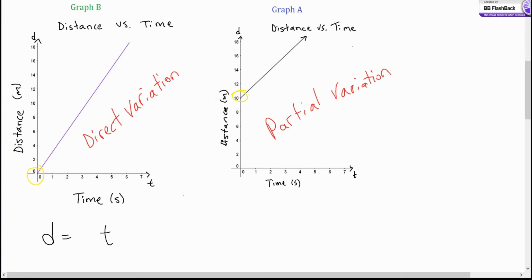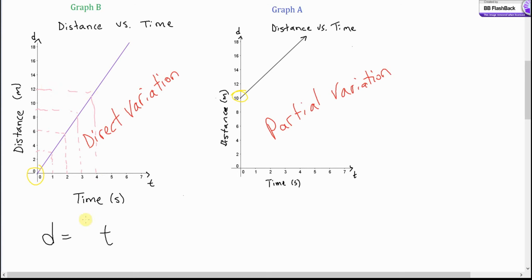So let's walk through it a little bit and see if we can figure it out. At time equal to 1 second, Anne has gone 3 meters. We saw that in the table of values as well, didn't we? At time is equal to 2 seconds, she's gone 6 meters. At time is equal to 3 seconds, she's gone 9 meters. And it just continues in this same kind of pattern.